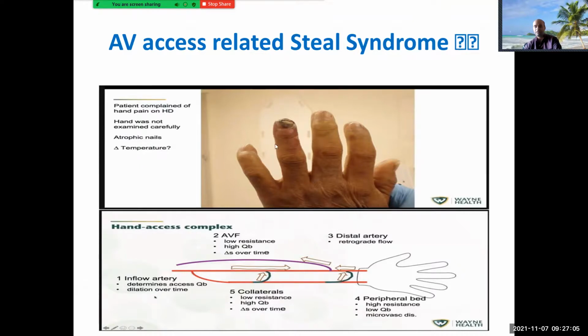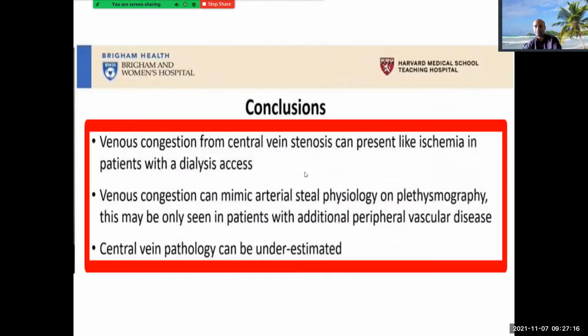And I think, with the atrophy in the finger tips and the pale, cold hands, this is a sign of steal syndrome here. Just a picture to show you the picture of steal syndrome.